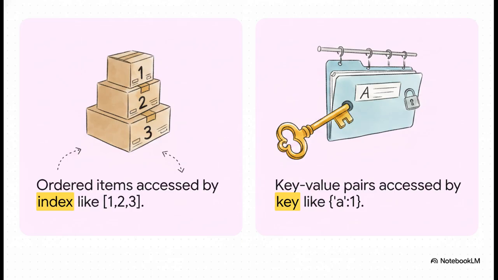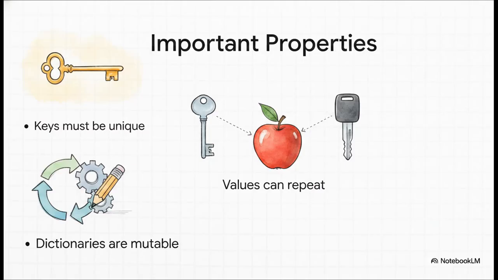You're going to want to use a dictionary whenever your data has clear labels and you need lightning-fast searching without memorizing numerical indexes. Okay, so the absolute golden rule here. Keys must be unique. You cannot, I repeat, cannot have two identical keys in the same dictionary. If you try to assign a new value to a key that already exists, the old value gets completely overwritten. It's just gone. But here's the interesting twist. Values can repeat all they want. Multiple keys can point to the exact same value without any issues.